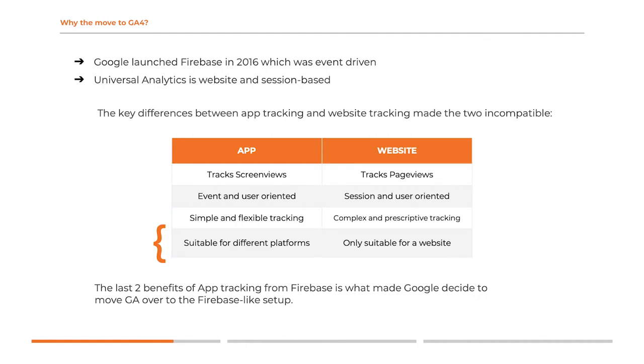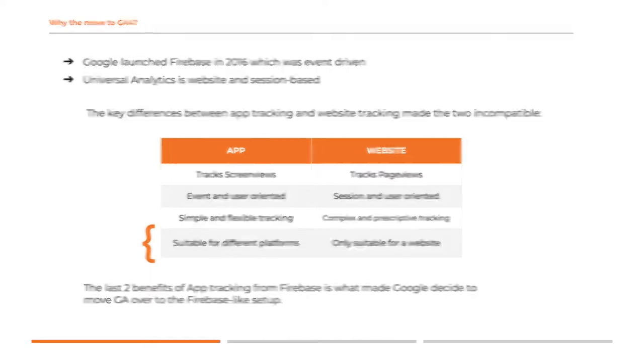And then the other reason was that the tracking mechanisms in the current Universal setup were different. Whereas apps were tracking screen views, and websites were tracking page views, apps were tracking events, and websites were tracking sessions, and it was all user oriented. But the new standard now, which is GA4, derived from Firebase, is all event-based. So that was one of the reasons why Google also had to move from Universal to GA4.